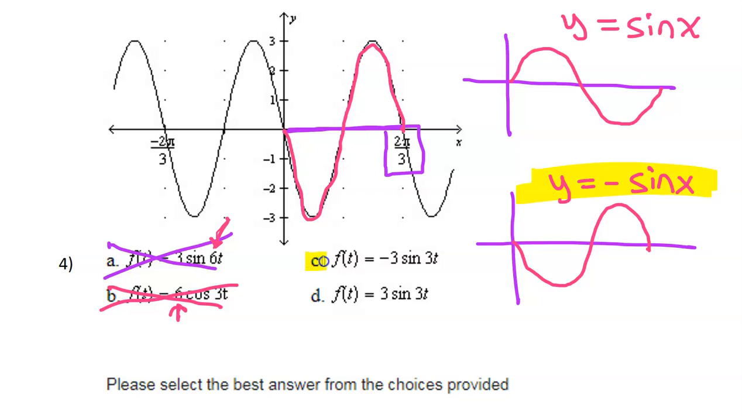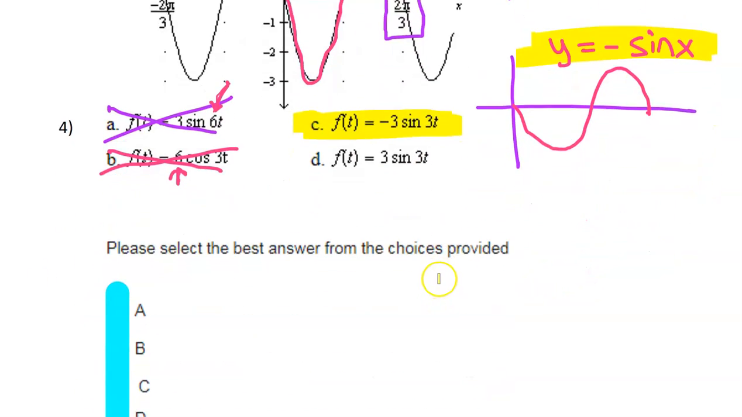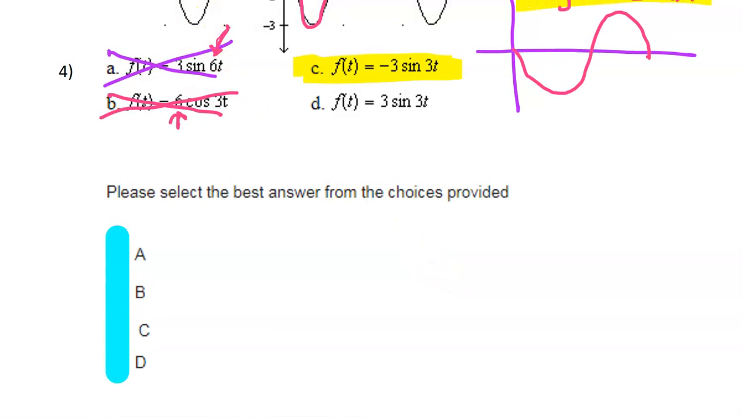So we know that the answer is going to be choice C, that has the negative in front, which makes it upside down. So the answer will be C. But let's just confirm. And we're right, of course, we're geniuses.